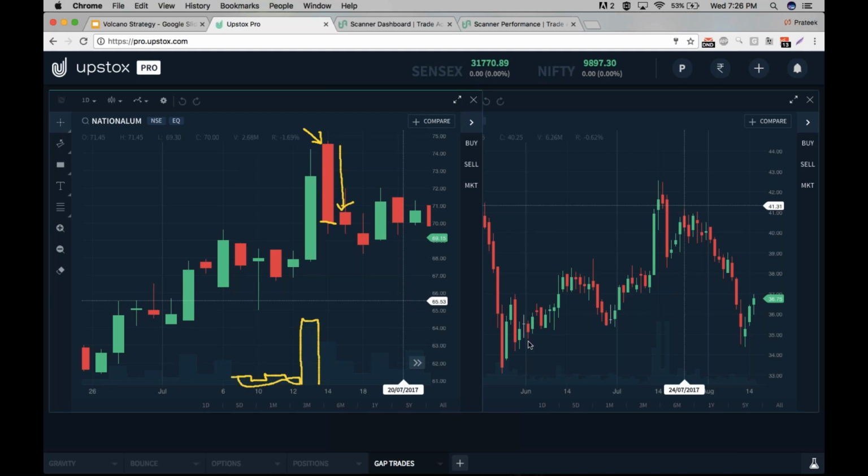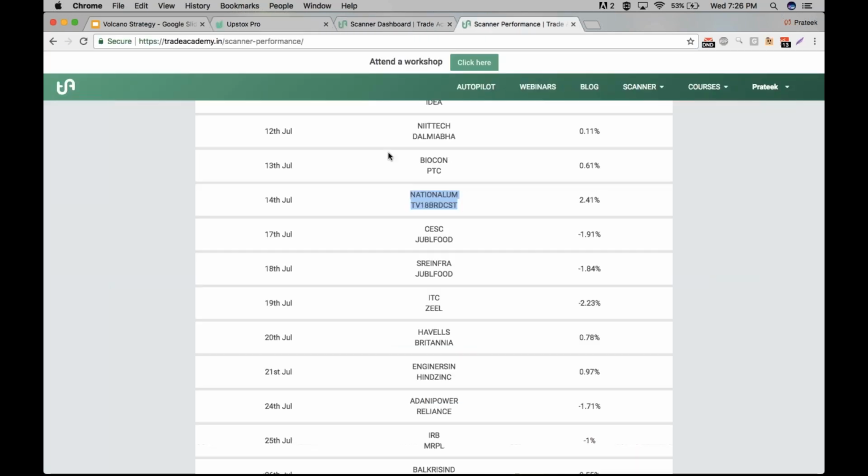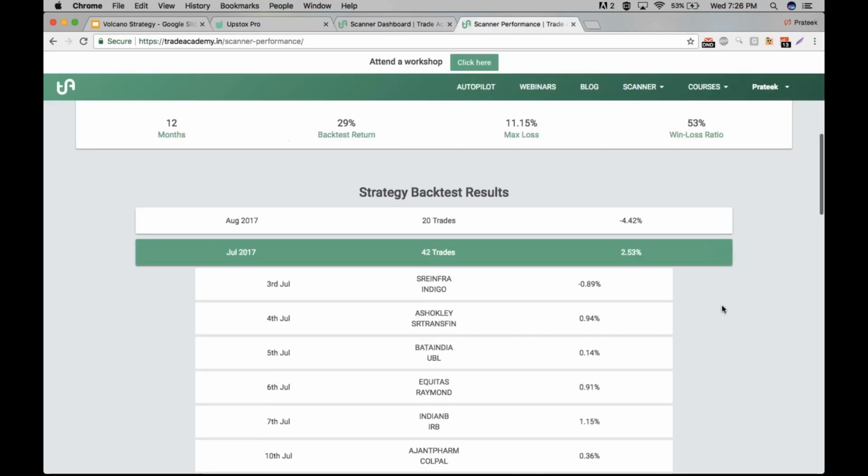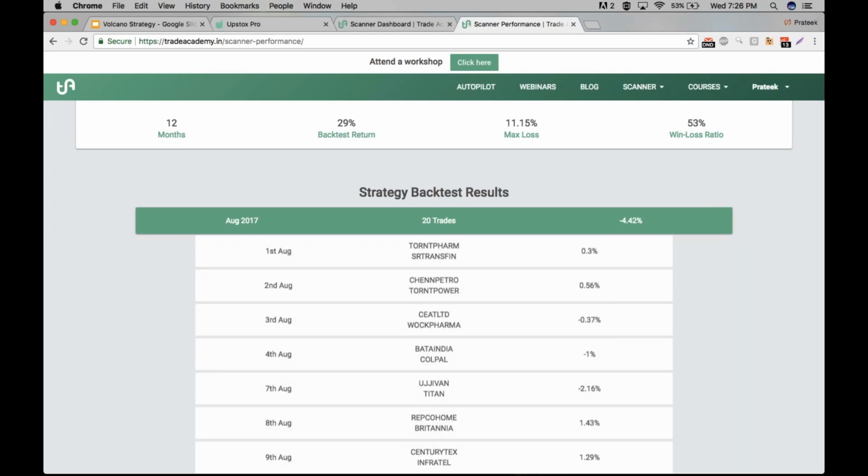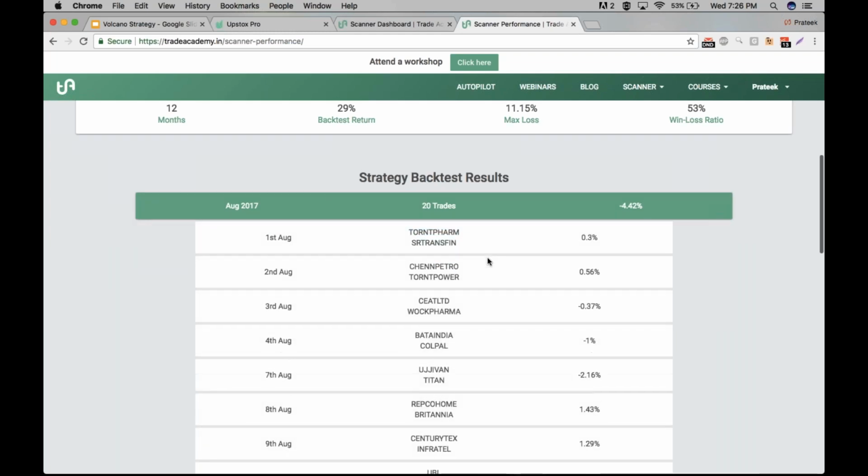So did we make money on this day? Was it profitable on this particular day? Yes, it was. It was a short trade here and the market fell pretty good. Very straightforward. If you want to verify the backtest, guys, what you can do is go to performance and click on each day and look at each trade and see whether it was correct or not.